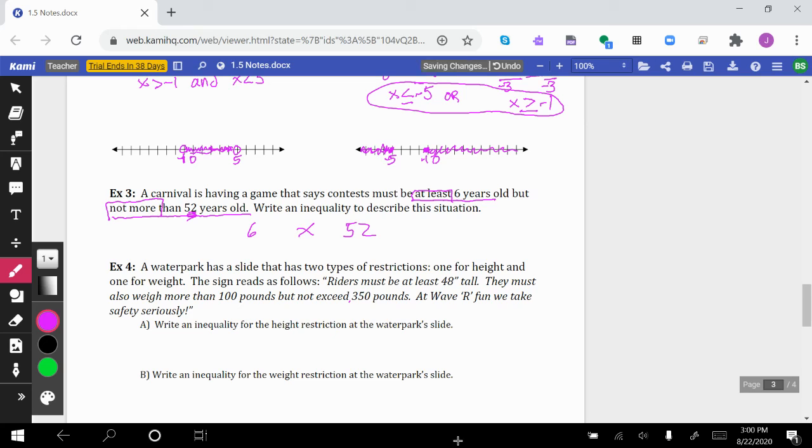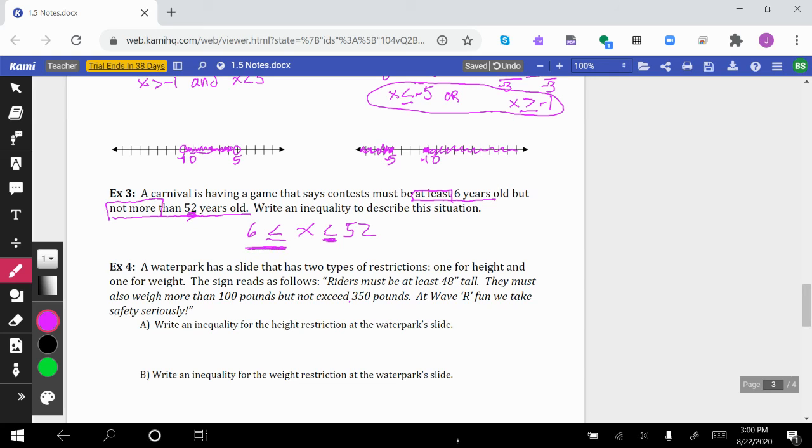So in relationship to x, which is the age that you have to be to play the game, you can play the game if you are 6 years old or older. So x is going to be greater than or equal to 6. And you can also play the game if you are 52 or younger. So x is going to be less than or equal to 52. So the way we would read that is 6 is less than or equal to x, which is less than or equal to 52.